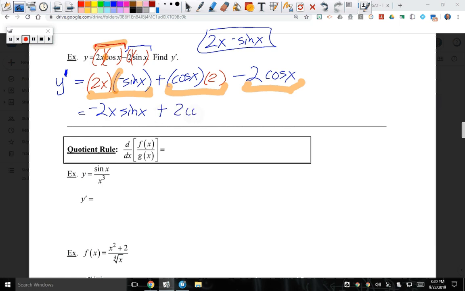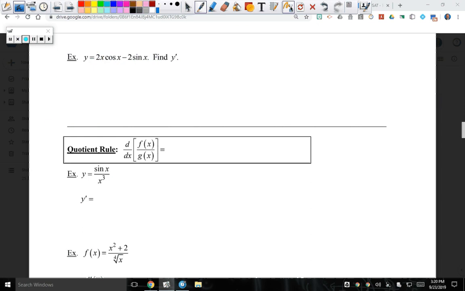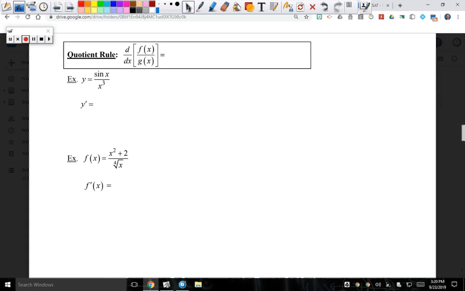Plus 2 cosine, minus 2 cosine. So that goes to 0, and I'm left with the derivative is negative 2x sine of x. Okay? All right, so now that we've done product rule, let's do quotient rule.